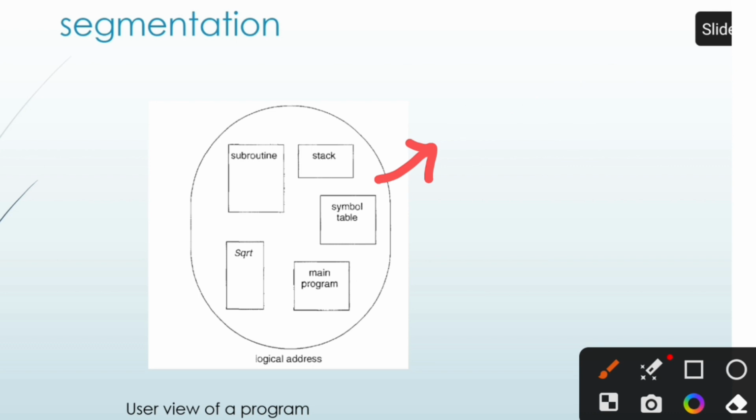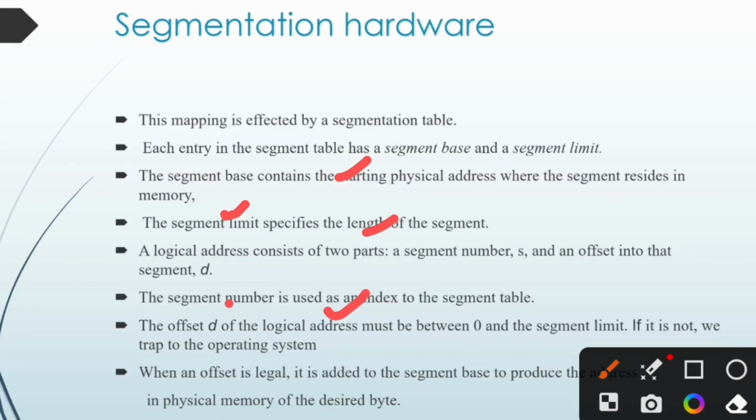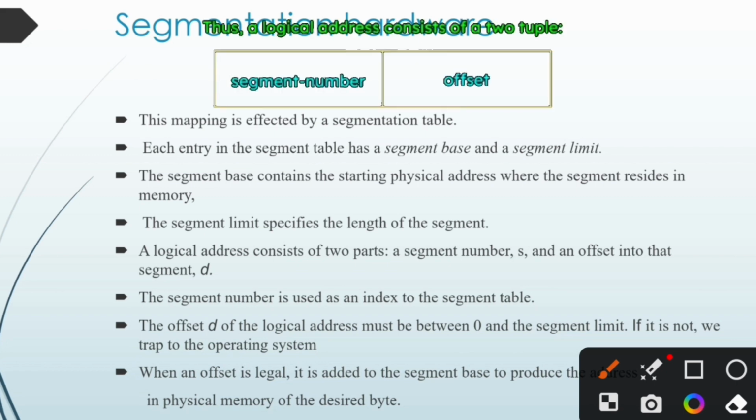Instead of dividing the program into fixed size pages, divide it into some segments. So, logical address space is a collection of segments. The segments are identified by name and length. The user therefore specifies each address by two quantities, a segment name and an offset. Logical address here consists of two tuples, segment number and offset.